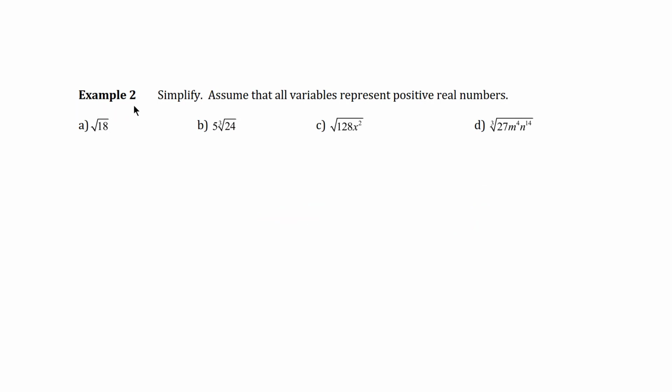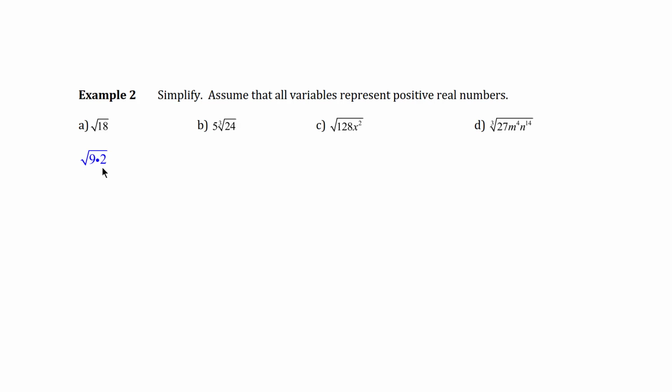For example number 2, simplify. Assume that all variables represent positive real numbers. For part A, we have the square root of 18. What we need to do first is break this up into two numbers, where one number is a perfect square. So I rewrote 18 as 9 times 2. So we have the square root of 9 times 2.